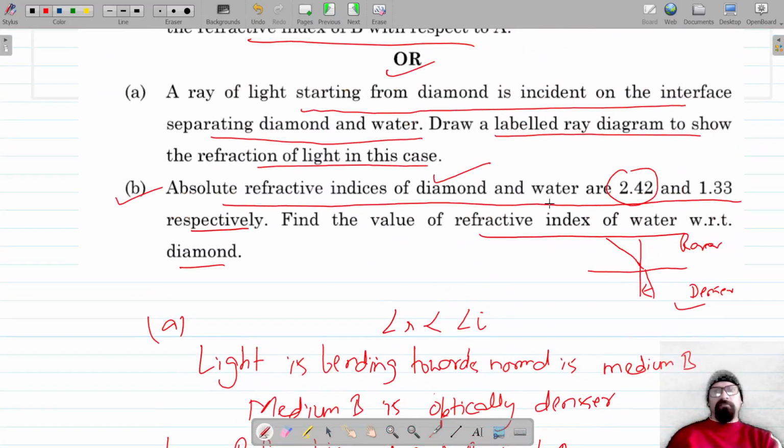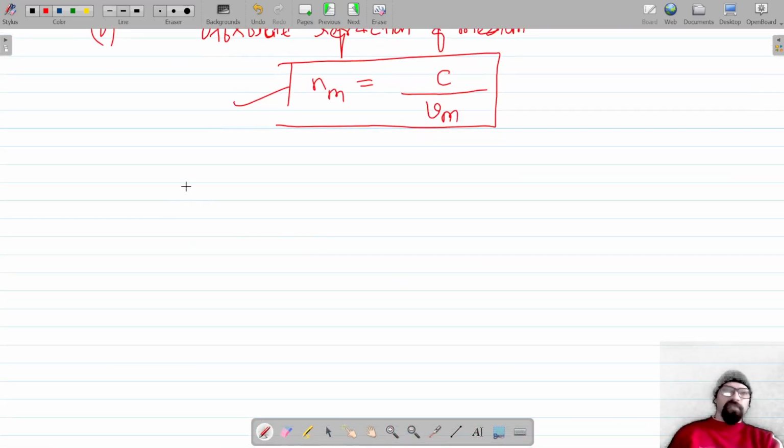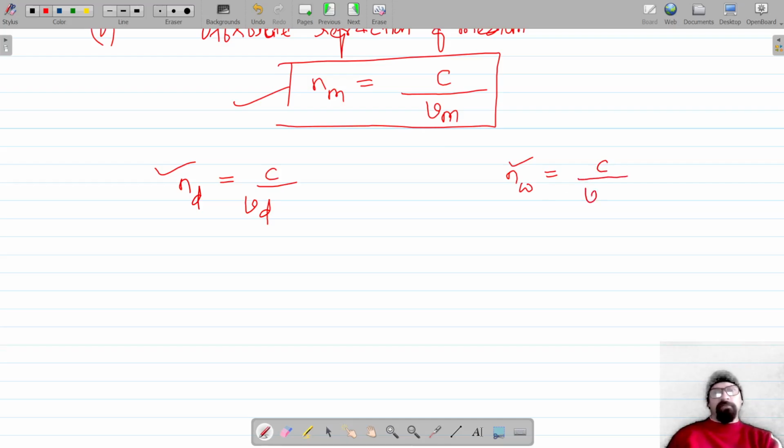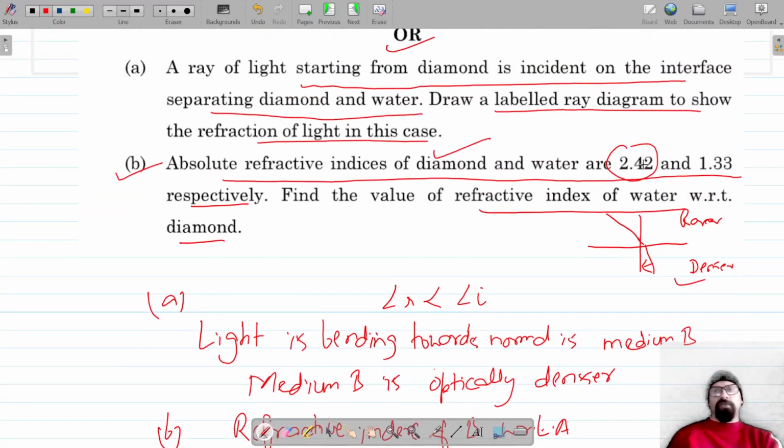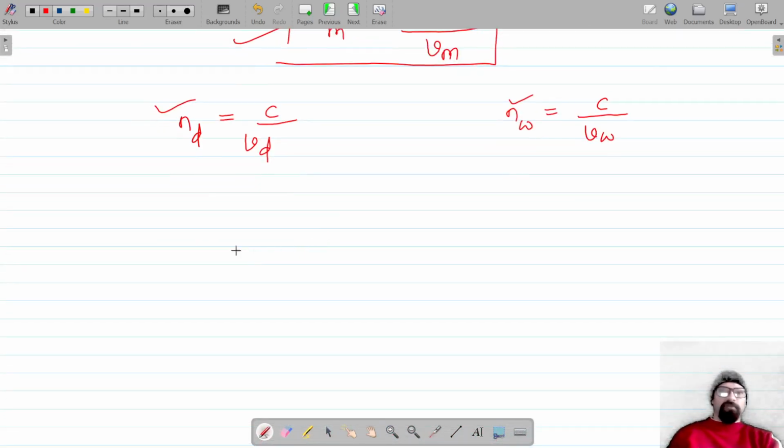Now we have two media here. One is the diamond. The refractive index of diamond is the speed of light in air or vacuum divided by the speed of light in diamond. And we have water, so the absolute refractive index of water is the speed of light in air or vacuum divided by the speed of light in water. The absolute refractive indices of diamond and water are given as 2.42 and 1.33. So 2.42 equals c upon v_D, and 1.33 equals c upon v_W.